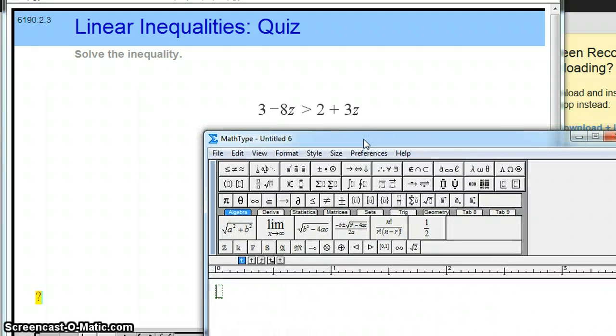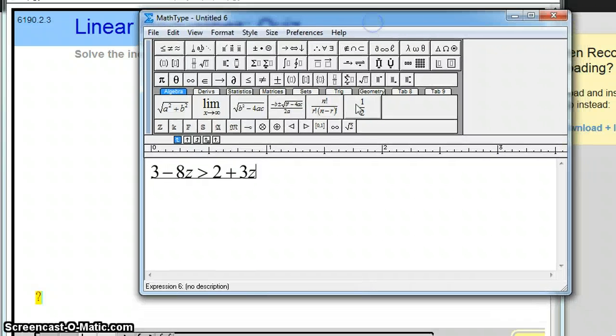Okay, so I'm going to type out 3 minus 8z is strictly greater than 2 plus 3z. The way we start this is the same way you start solving an equality. If this had an equality there, you'd know how to solve this. You'd add 8z to both sides, you'd subtract 2 from both sides. So let's do the same thing.